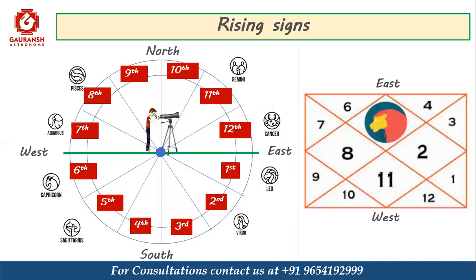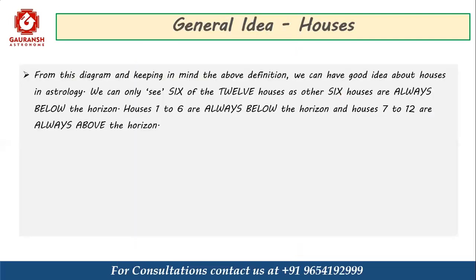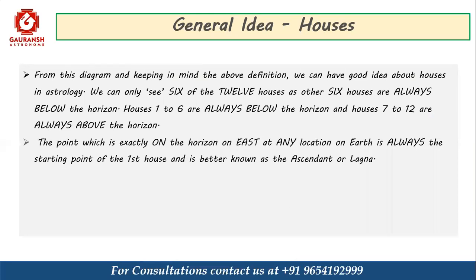So the general idea is that 6 of the 12 houses are below the horizon, and the next 6, 7th to 12th, are always above the horizon. The point which is exactly on the horizon in the east is always the starting point of the lagna. The first house starts from there, which is known as the ascendant or lagna.